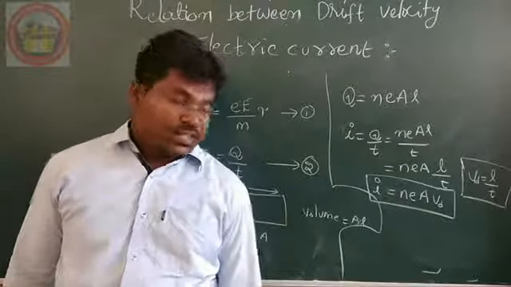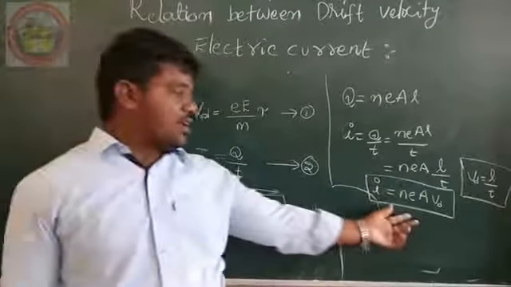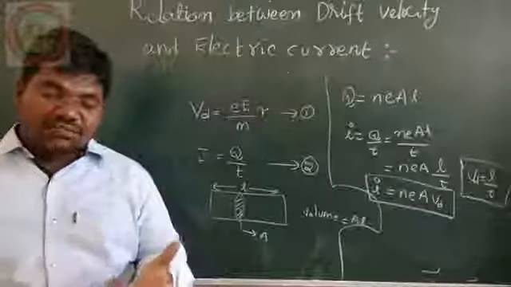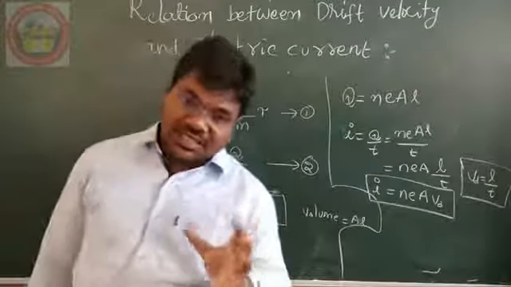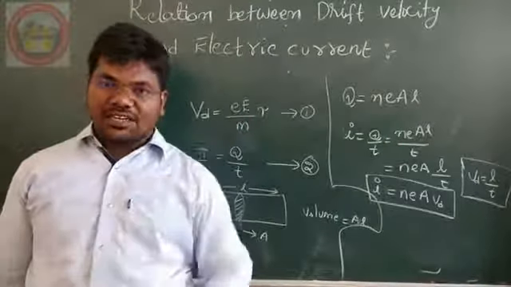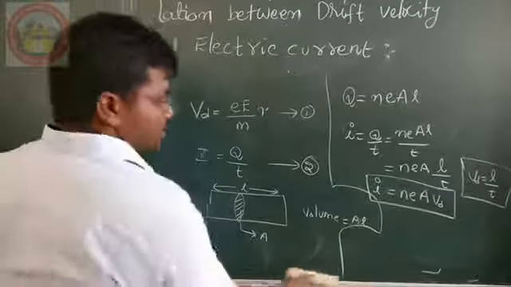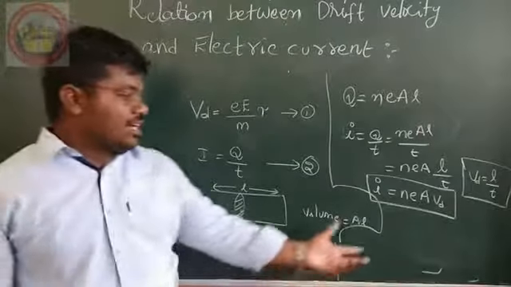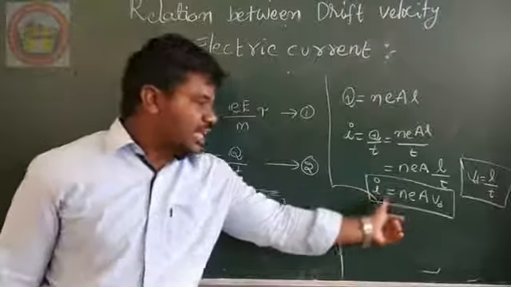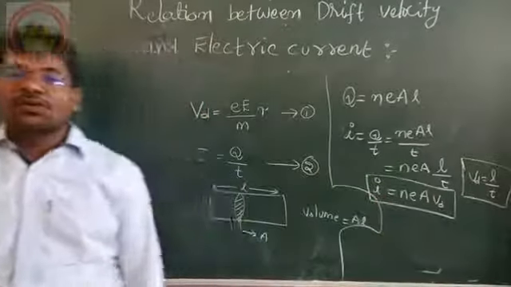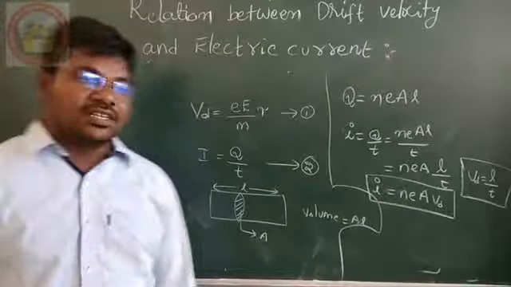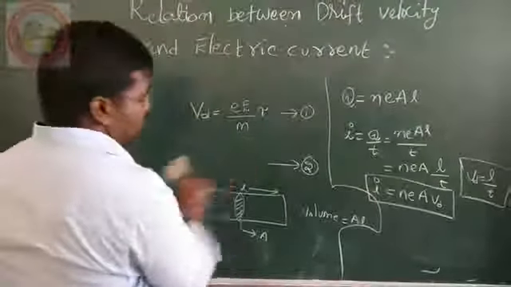So this is the relation between drift velocity and electric current. Finally, we get the relation between current and drift velocity: I is equal to neA Vd.